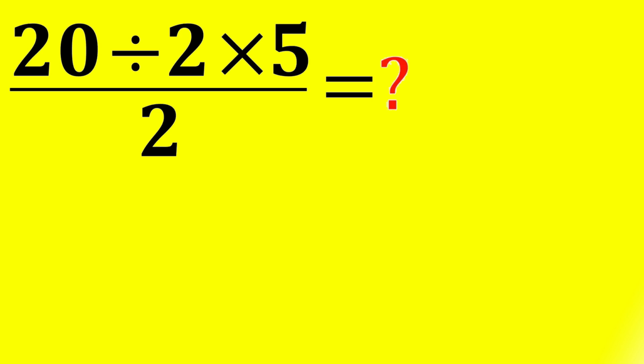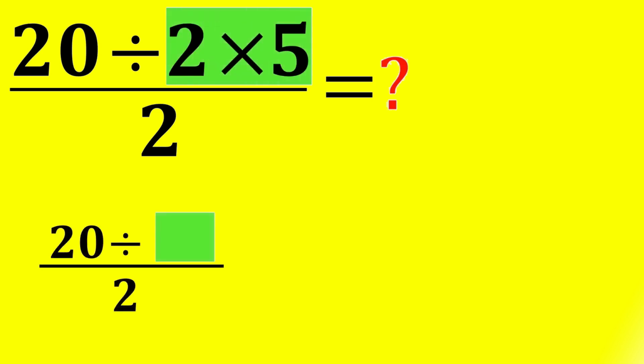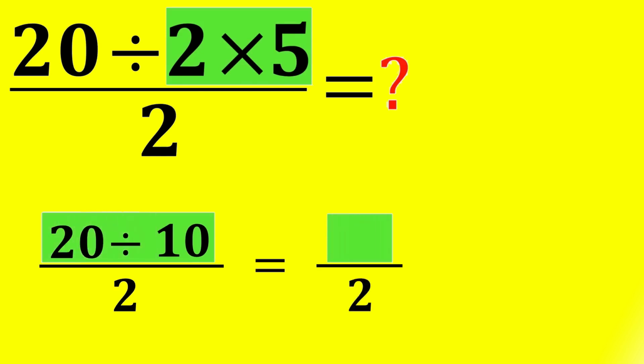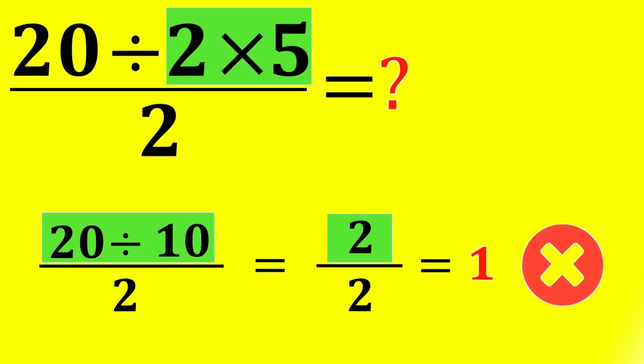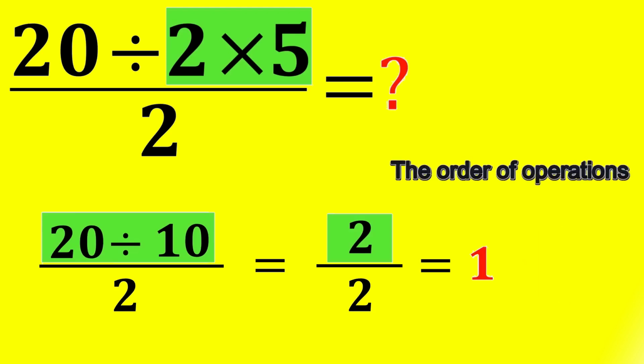Now, some people might start by multiplying 2 times 5. That gives 10. Then they divide 20 by 10 and get 2. Finally, they divide 2 by 2 and end up with 1. Sounds neat, right? It feels reasonable, and many people would confidently say the answer is 1. But that's not correct. In fact, that method breaks one of the most basic and important rules in all of math, the order of operations.